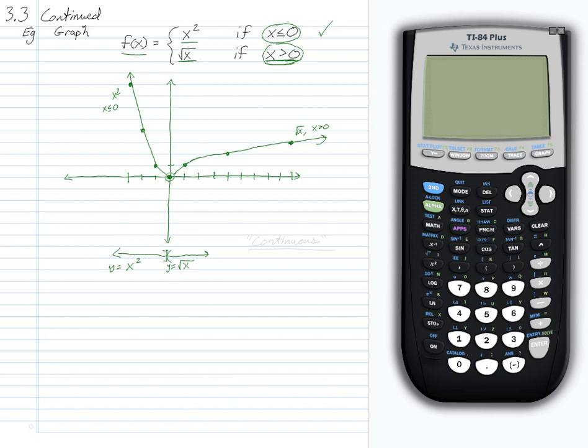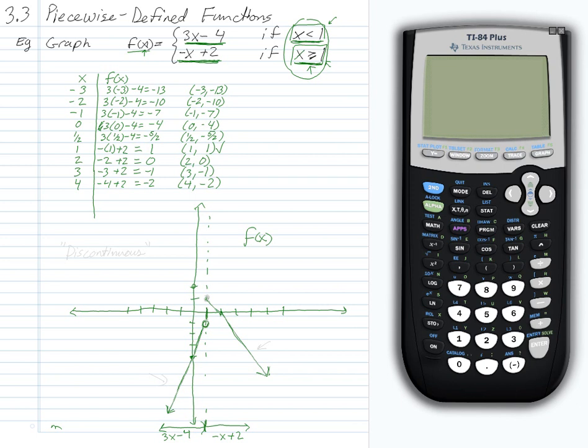Now it turns out that our function pieces actually join up. They meet here at 0. If we had plugged x equals 0 into either one of these pieces, we would have gotten the same y value of 0. So since when I'm all done with this graph, I could trace along it without ever lifting my pen, this graph we would say is continuous. So it's a continuum. It does not disconnect at any point.